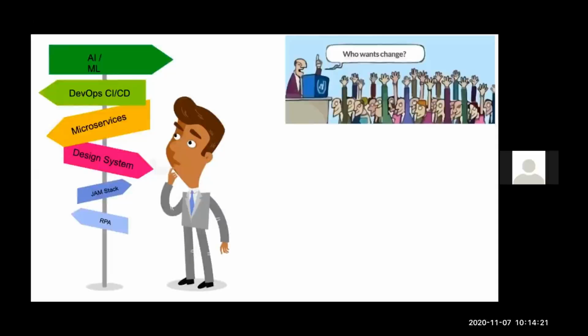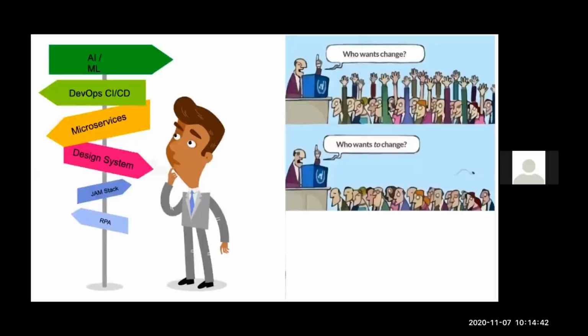We are in the times where we as developers, as architects, as business analysts, we all need to change. There are a lot of things that we need to change, and we need to choose the direction, items that we would like to do. And who wants to change? It's everybody who wants to change. It's not like even a single person doesn't want to change.